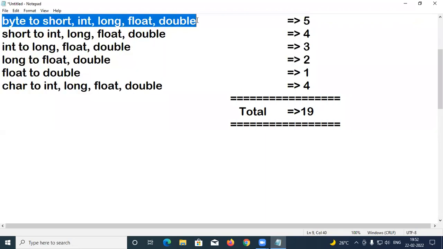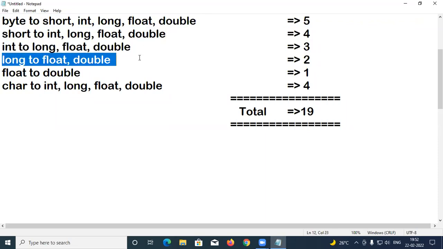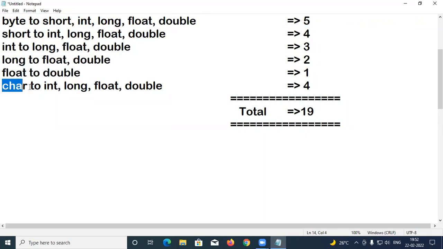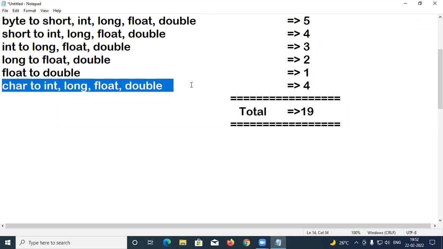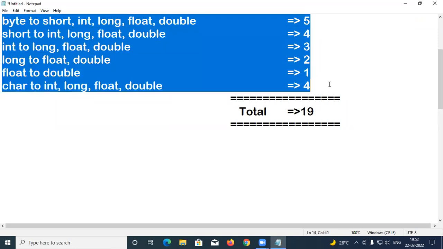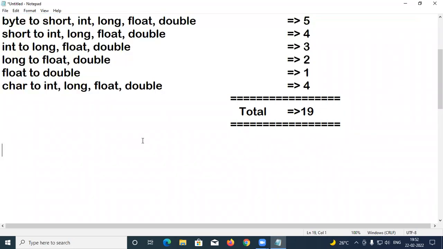So byte to double, top to bottom order: short to double, int to double, long to double, float to double, character to integer onward to double. If you remember like this, you can get the 19 conversions. Whatever is not there, that is the 23. Okay. Now I'll give code snippets. See, first code snippet.